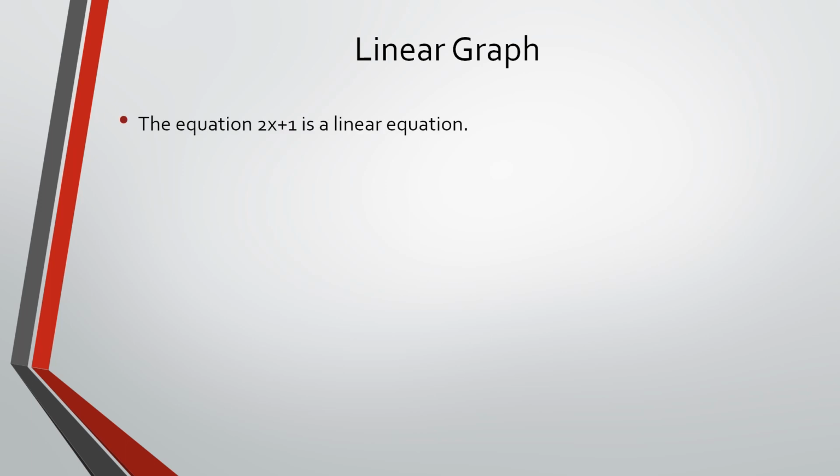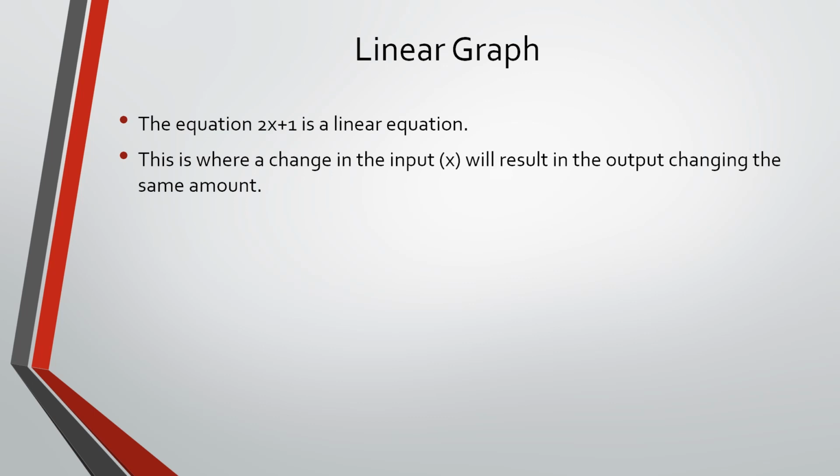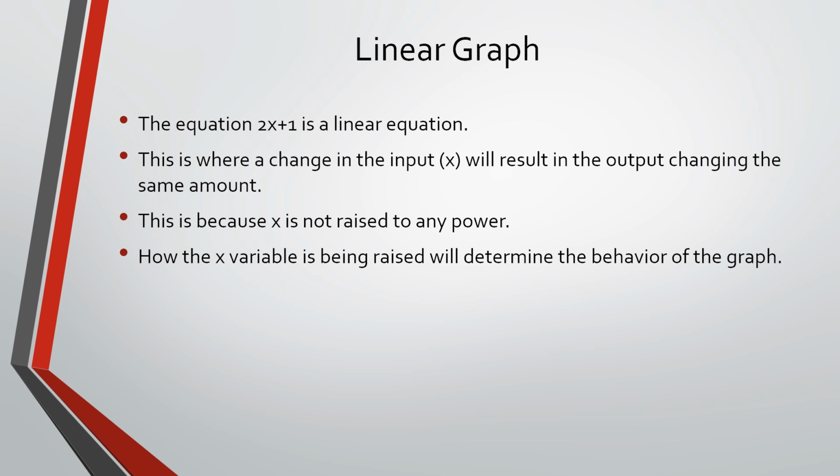Linear graph. The equation 2x plus 1 is a linear equation. This is where a change in the input x will result in the output changing the same amount. So if we go from 2 to 3, it's going to be the same change as from 3 to 4. We're changing from 2 to 3, a value of 1, going up 1. And 3 to 4, we're going up 1. So the change is going to be the same at both of those differences in values, because it's just 1. This is because the x is not raised to any power, so it's just going to be a linear output. The output's going to be the same as the change in the input.